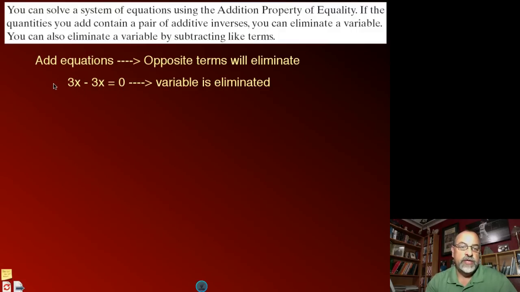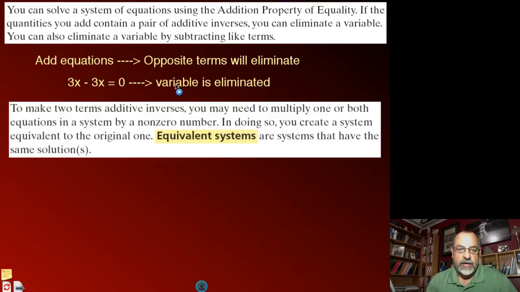Notice that the variable has been eliminated. I now have a term of 0. Now, a special note here, an important note. Remember, when you're adding 3x minus 3x, you get 0. You don't get nothing. It means there is something there, and it is 0. So you have to write the value 0 in there when you do that.